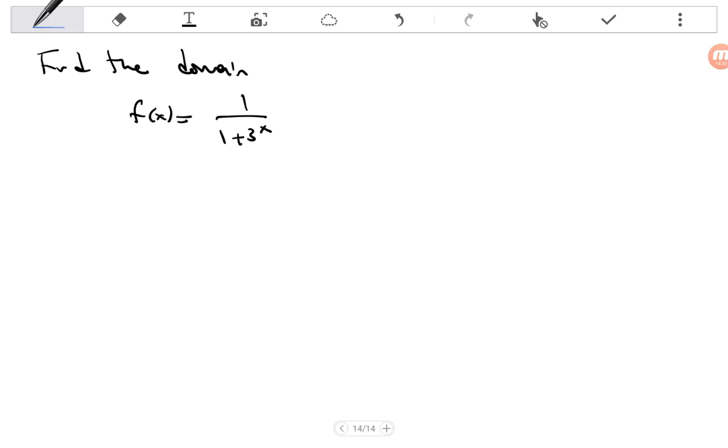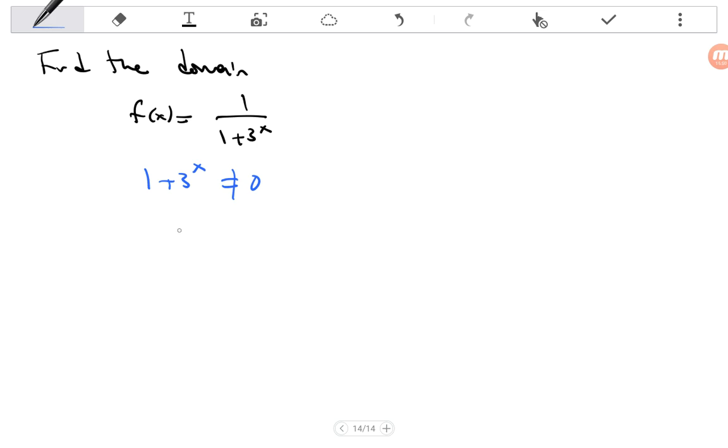He's asking for the domain of this function. What is the domain of this function? So I need here to solve. What is the condition in this case? I just need 1 plus 3 over x to be not equal to 0.